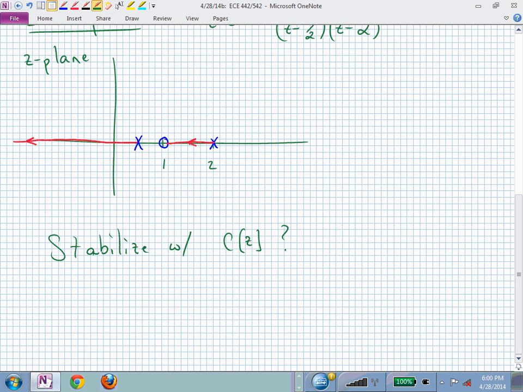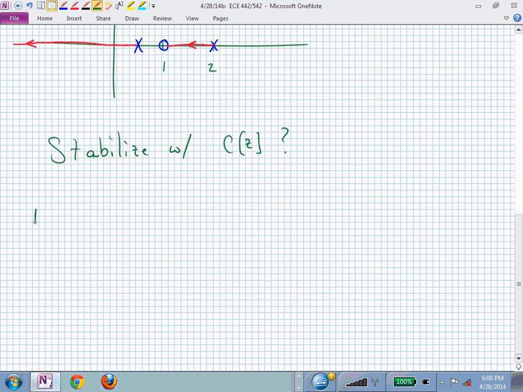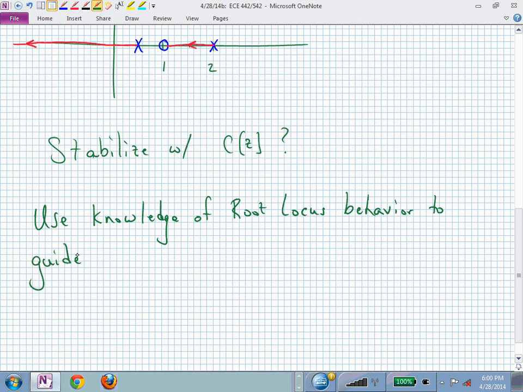Is it possible to stabilize this with a controller? And what we want to do is actually use our knowledge of the root locus behavior to help us design that controller.